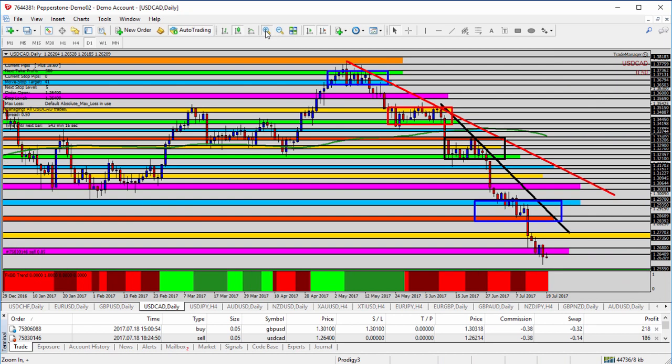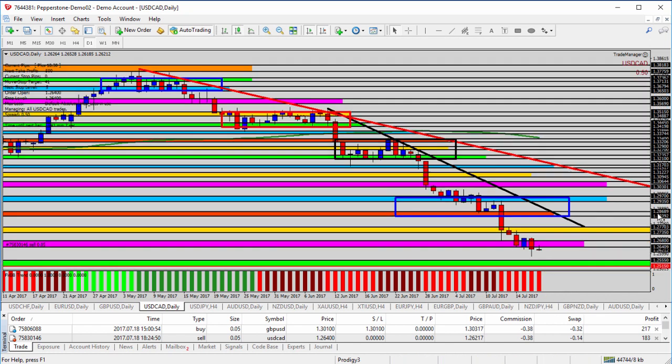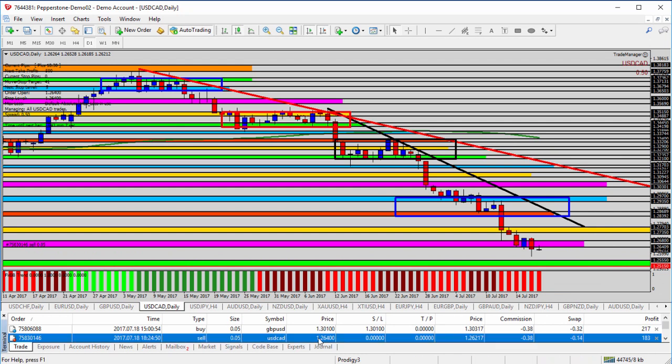We'll zoom it back over and zoom in a little bit like this. You can see today is underneath that pink zone. 1.2640, 1.2680 is the pink shaded area. We want it to stay underneath there if it's going to go down. Now yesterday, you can see I already have the trade going down here in the trade window, 1.2640.